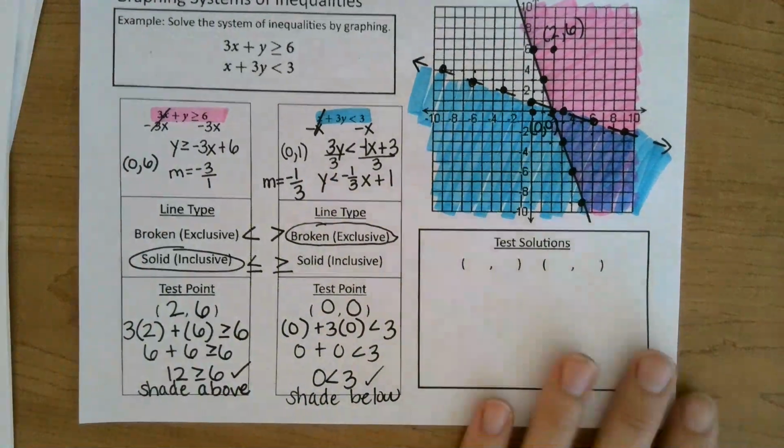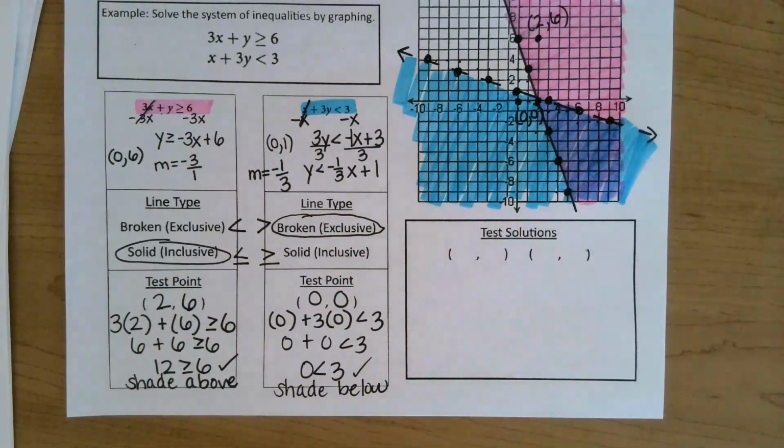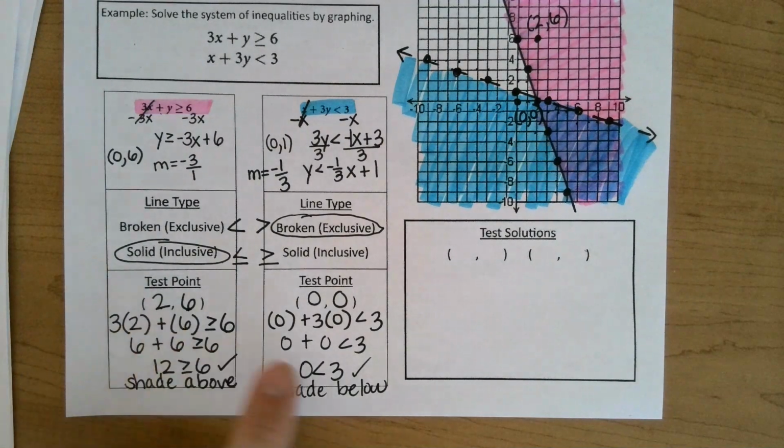What is the test solution? So now for this side, let me wait till everyone's done writing, and then I'll explain what the test solutions are. Here we are just testing 1 point for each of the inequalities. So now this is a system. Where do you think the solution is to both inequalities?